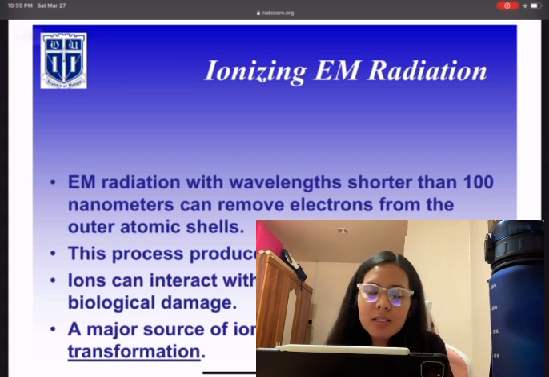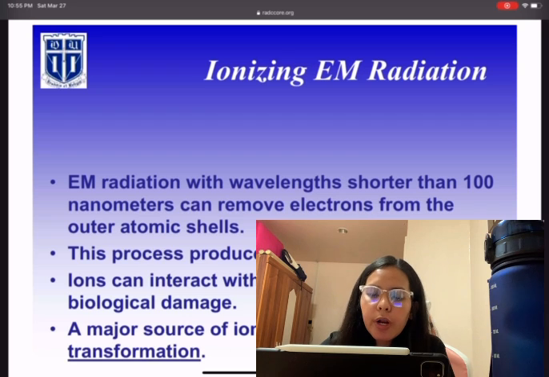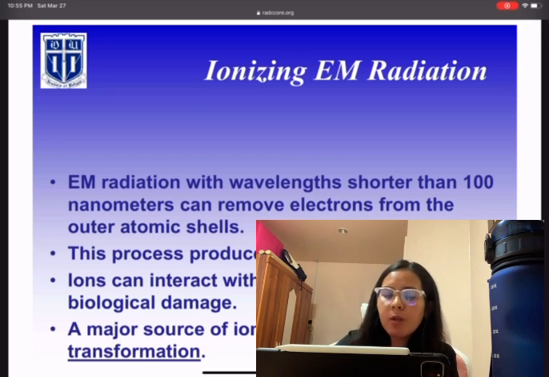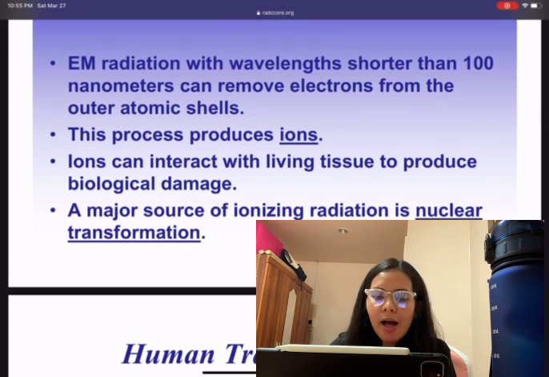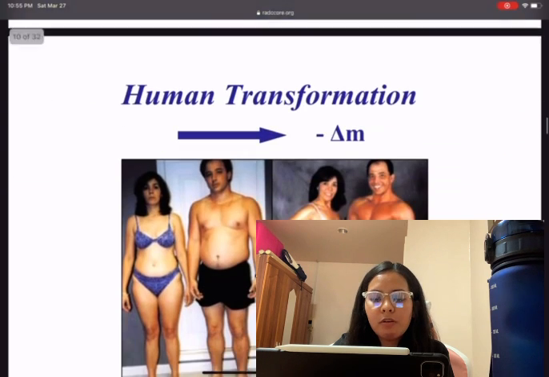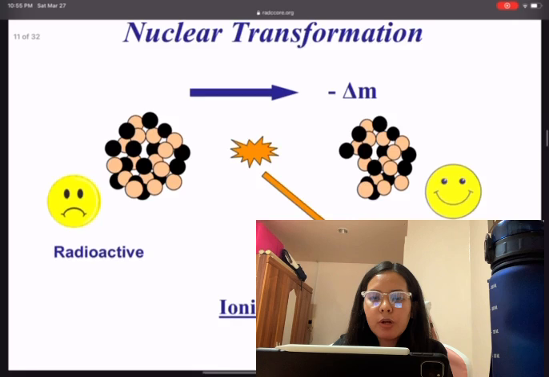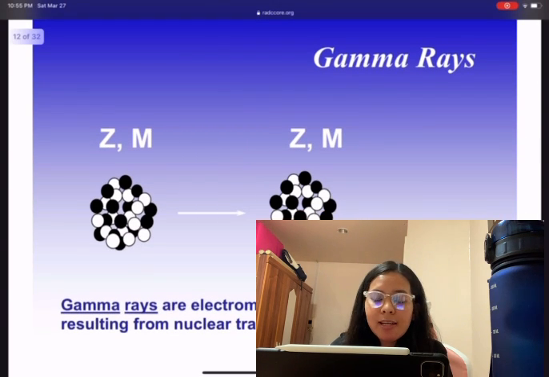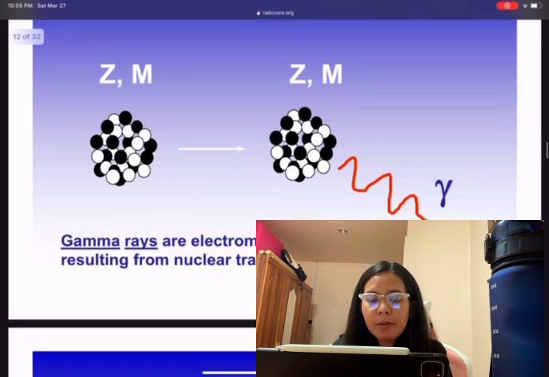For ionizing electromagnetic radiation, EM radiation with wavelengths shorter than 100 nanometers can remove electrons from the outer atomic shells. This process produces ions. Ions can interact with living tissue to produce biological damage. A major source of ionizing radiation is nuclear transformation. Gamma rays are electromagnetic radiation resulting from nuclear transformation.